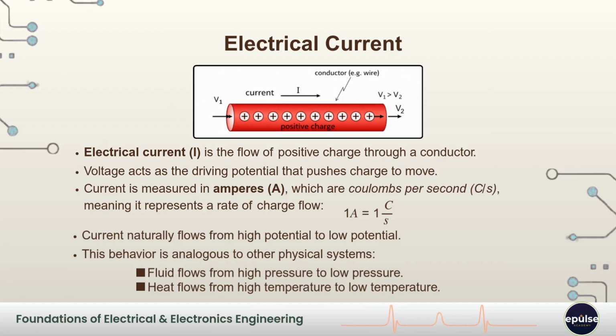Current naturally flows from higher potential to lower potential. This behavior is similar to other systems like fluid flows from high pressure to low pressure and heat flows from high temperature to low temperature. Therefore, voltage pushes current just like pressure pushes water.